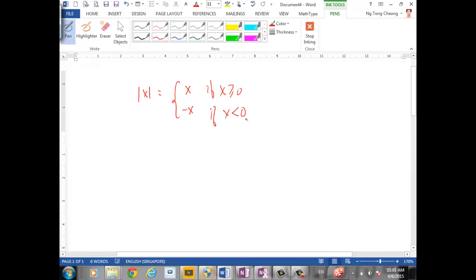Then you extend this further to that of f(x). When you have the modulus of this, then you simply get f(x) or minus f(x), depending on the condition.